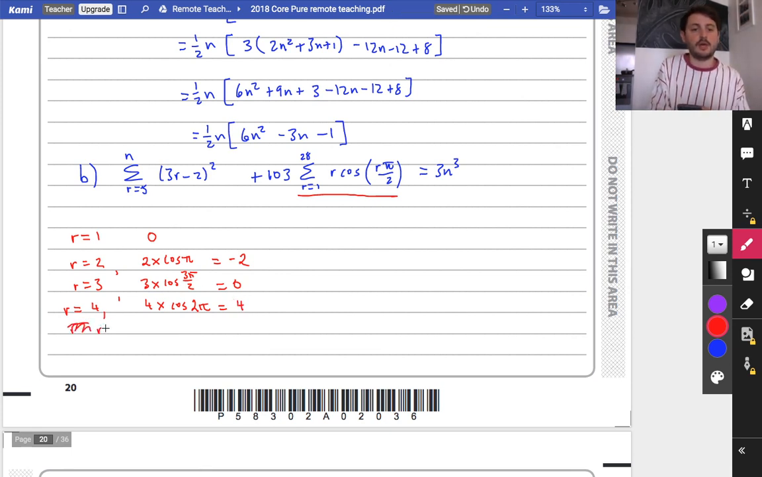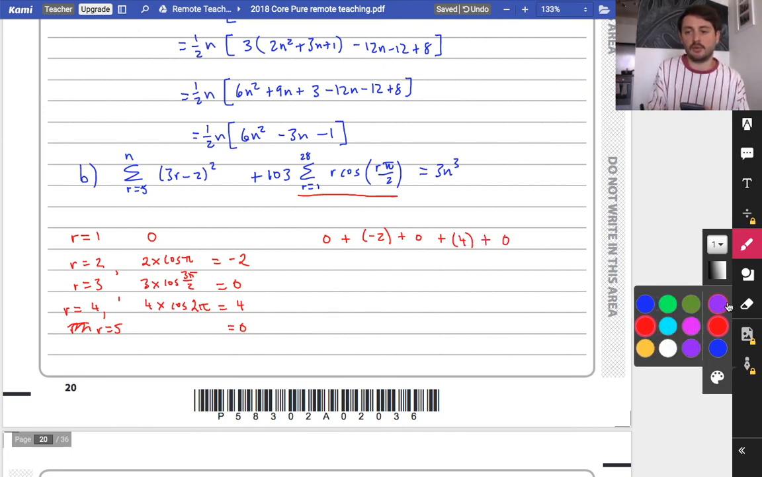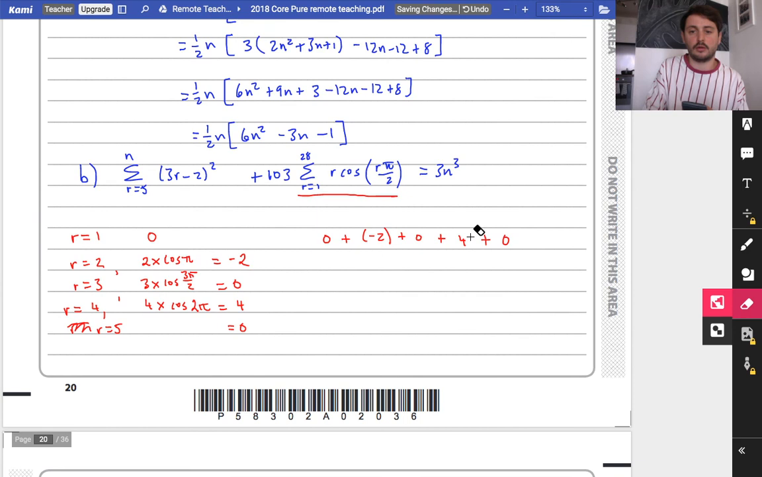Whoa, okay, when r equals 5, we know it's just going to be 0. So it looks like we've got a pattern here, and the pattern is 0 plus minus 2 plus 0 plus 4 plus 0. Why I put brackets around the 4, I don't know.